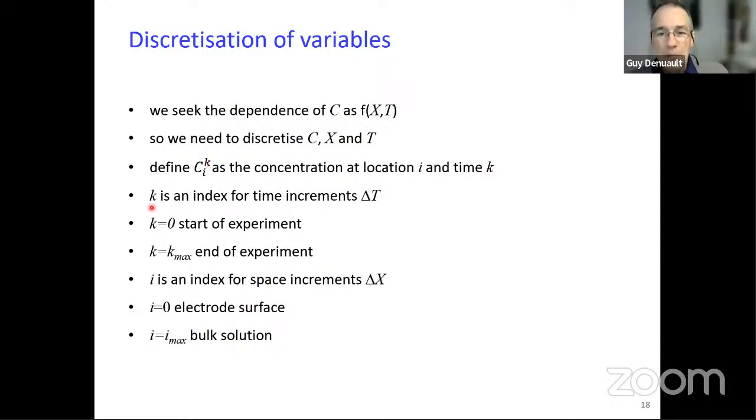So k will be my index for time and for time increments, delta t. At k equals 0, we've got the beginning of the experiment. At k equals k max, we've got the end of the experiment. And i is my index, which will allow me to work my way through the simulation cell in terms of distance away from the electrode with increment delta x. i equals 0 is the electrode surface, and i equals i max is the far end of the solution that I want to consider.